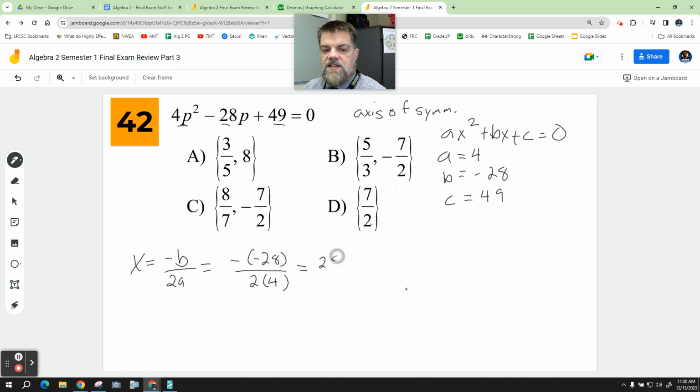So I have a positive 28 over 8. Now you could reduce that by dividing the top and bottom by 2, which will give me 14 over 4. Actually, you could reduce that by 2 again, and that gives me 7 over 2. So the graph x equals 7 over 2 is the line of symmetry on this.